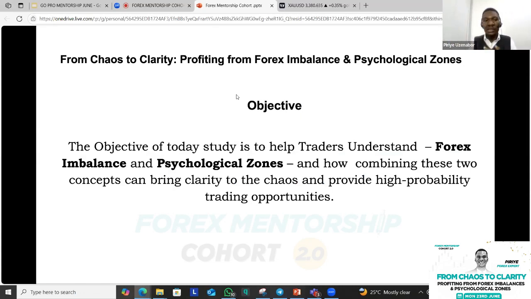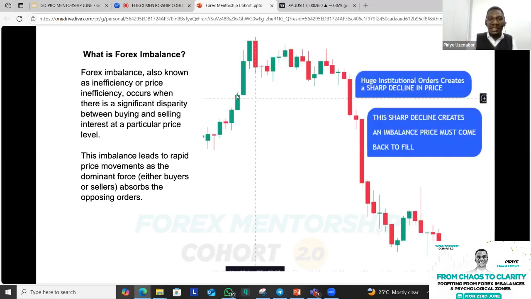Now let's look at the objective of today's study. The objective of today's study is to help you as a trader understand Forex imbalance, psychological zones, and how you can combine these two concepts, right? To pretty much make your charts much simpler. You can now use these concepts, Forex imbalance and psychological levels, to marry the both of them together and know where the price of this asset is truly heading. That is the objective of this study.